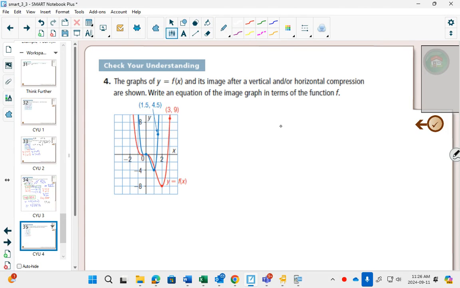So the graphs of y equals f of x and a new graph where there's been horizontal and vertical stretches or compressions is shown. We have to figure out the equation. And I'm going to do this question in two ways. We're going to do an easy way first that I think will make total sense for you.